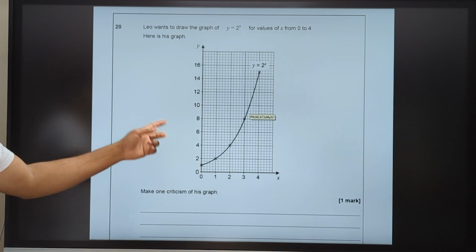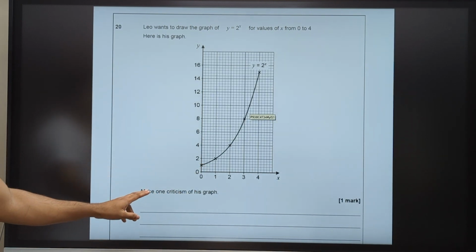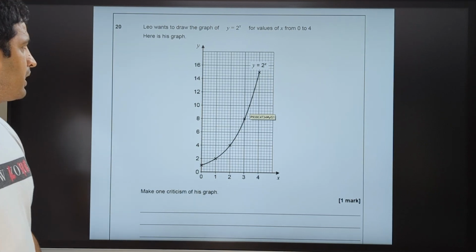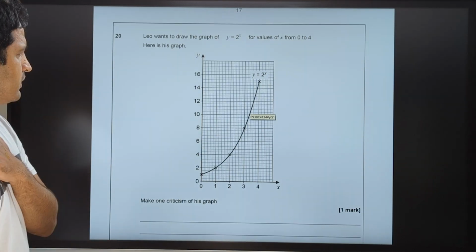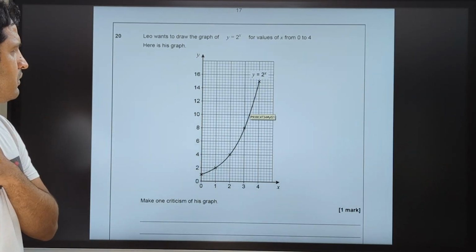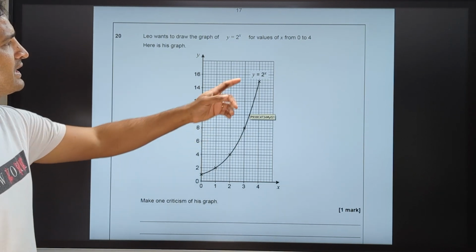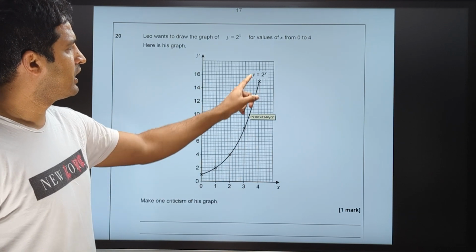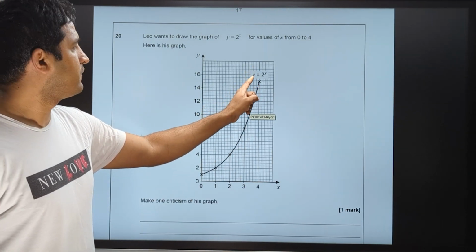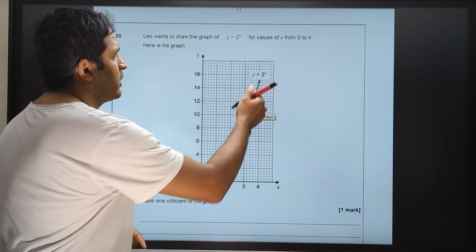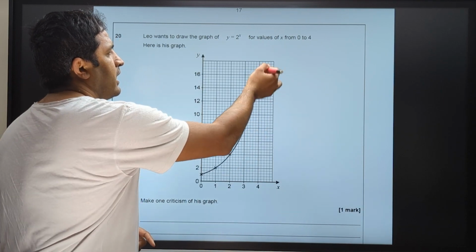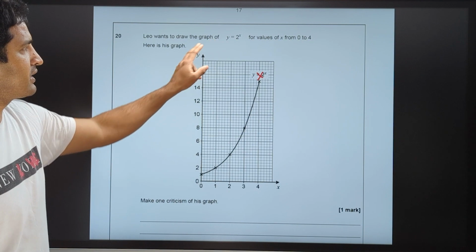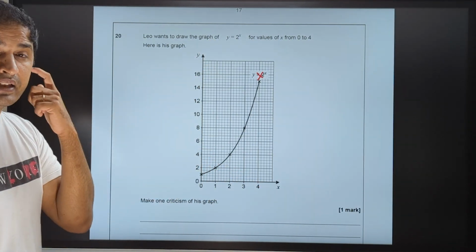Again, an exponential graph going from 0 to 4. Make one criticism of this graph. When x is equal to 0, y is equal to 1. 2 to the power 3 is 8, 2 to the power 4 is 16. Yes, that's where the wrong part is. 2 to the power 4 is 16 and not 15. If you look at it, that should have been here, slightly above that. So that's the only criticism I could find. The x and the y are given to you, there's nothing else there.